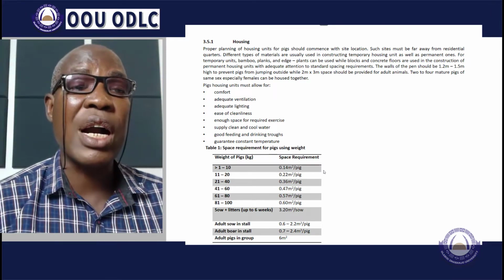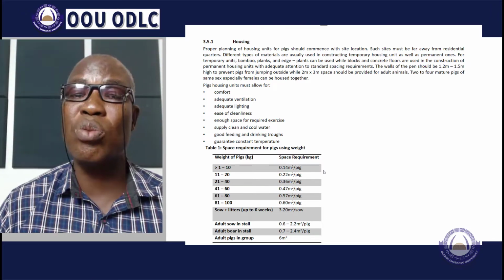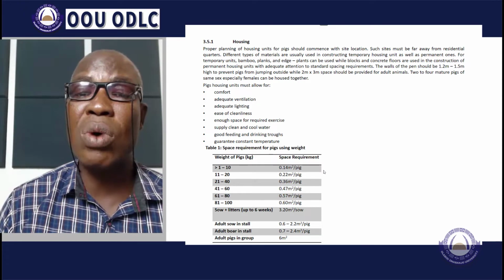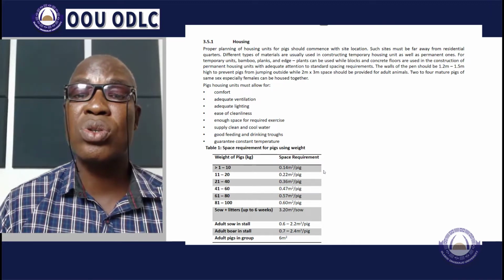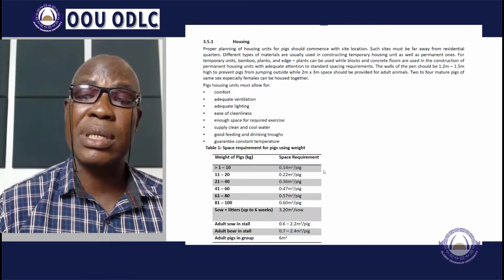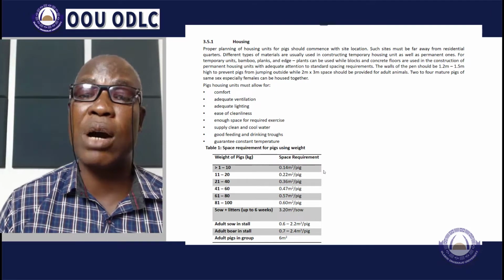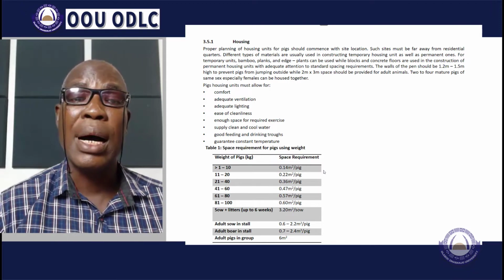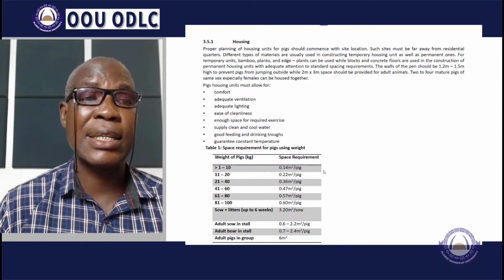Temporarily, one can use bamboo planks or edge planks to make pig rooms. But on a standard farm, we use blocks to erect buildings for the animals, and the pens are well spelled out with a very good height so that the animals cannot jump out, and then enough space for the animal to move around.